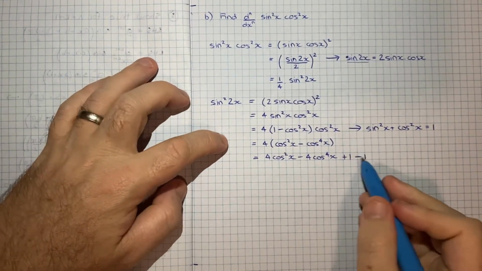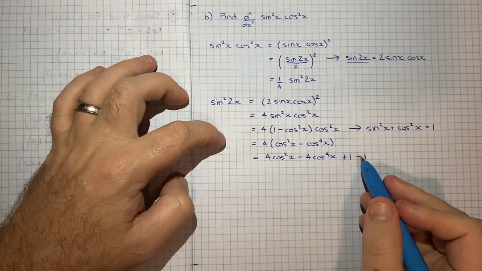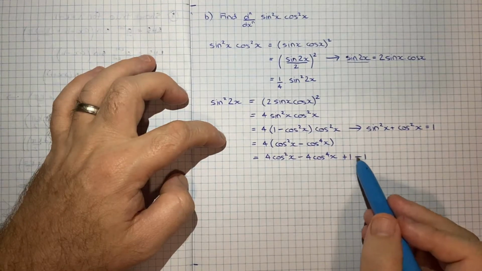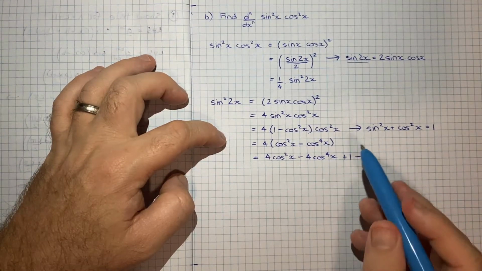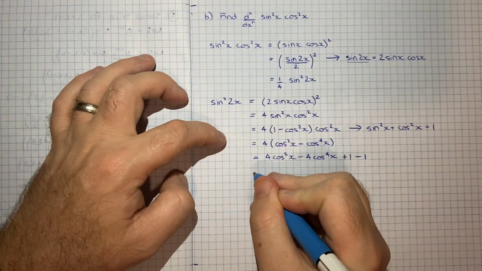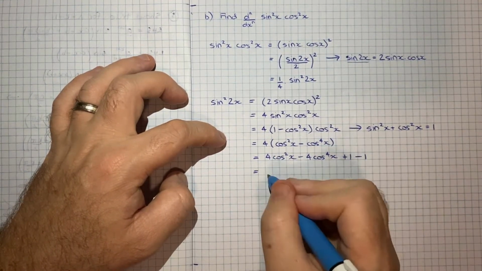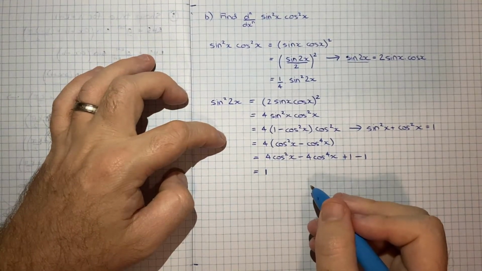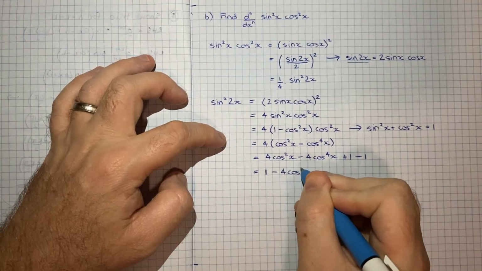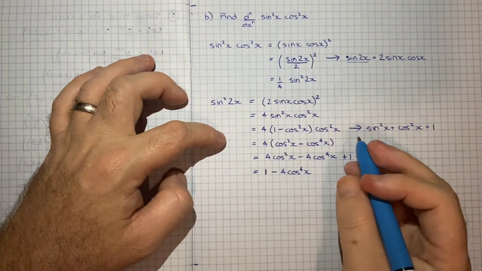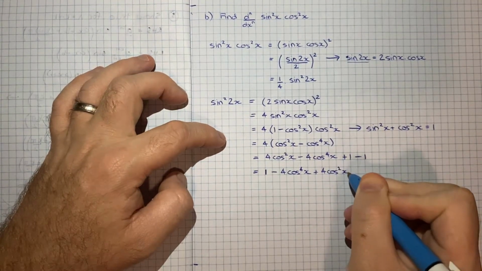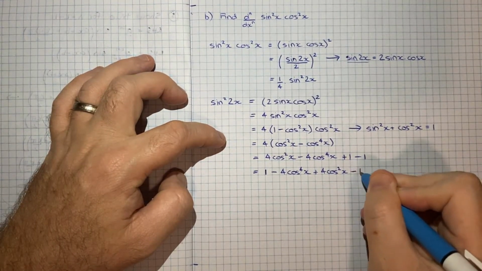So I haven't actually changed anything, but I want to get a minus 1 in there because I want to get this in a format where I can eventually get it as a perfect square. So what I'll do now is I'll just take this positive 1 and write that out the front. And we'll have minus 4 cos to the 4x plus 4 cos squared x, and then we've got minus 1 at the end.